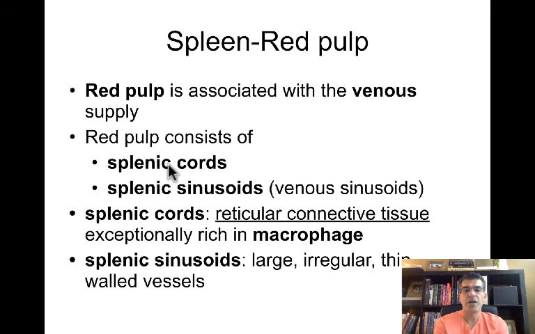I said at that time, reticular connective tissue creates the stroma or scaffold of lymphatic organs. If you look at the spleen, you can see reticular connective tissue. The ground area of the spleen is composed of reticular connective tissue. Reticular connective tissue is found in the red pulp. And this reticular connective tissue is called splenic cord. So splenic cord is a reticular connective tissue of the spleen, and it contains lots of macrophages.